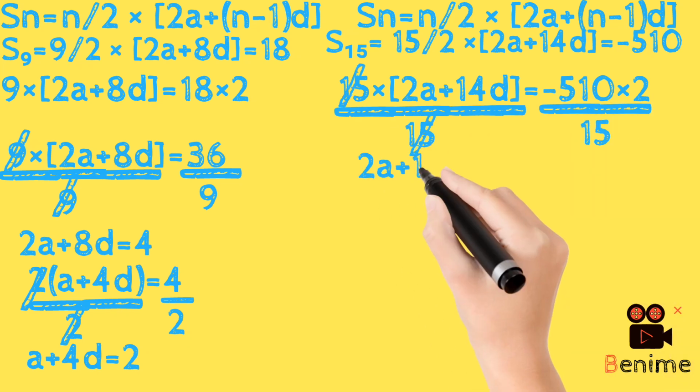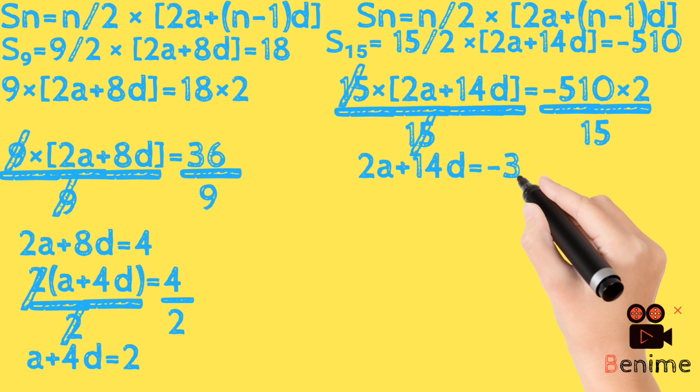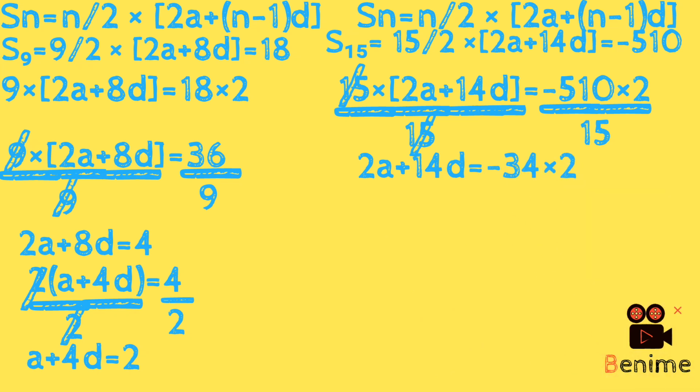So when you divide both sides by 15, on the left hand side you have 2a plus 14d is equal to minus 34 times 2. I've not yet multiplied the minus 510 by 2. I straightforward divide 510 by 15 and I got 34. So you have minus 34 times 2, which is minus 68.